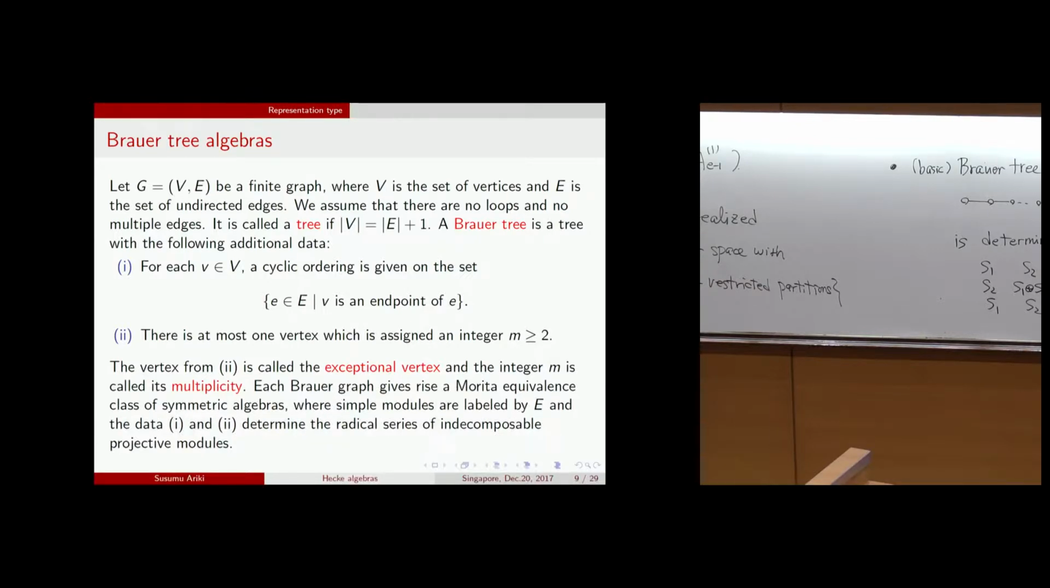So now I would like to introduce Brauer tree algebras. The name Brauer tree algebra also appeared in previous talks today, and so I would like to explain a little.